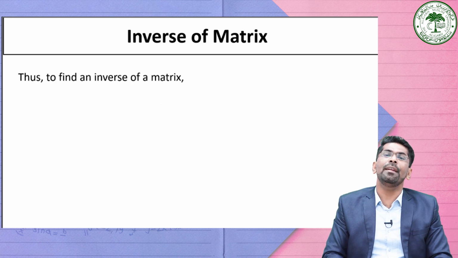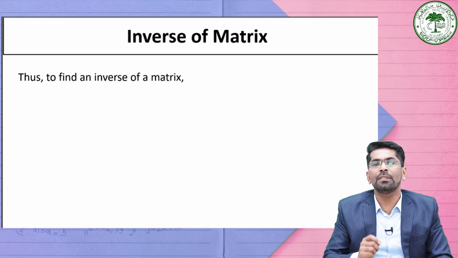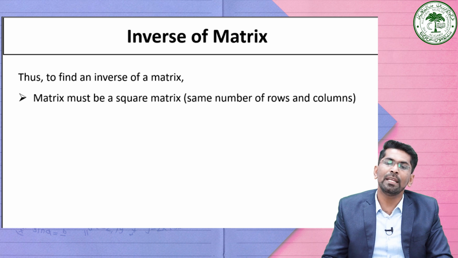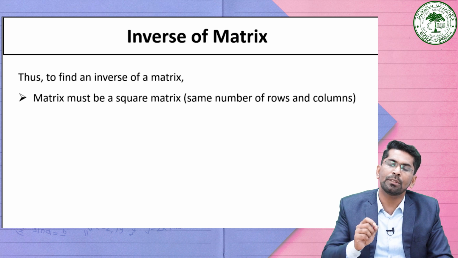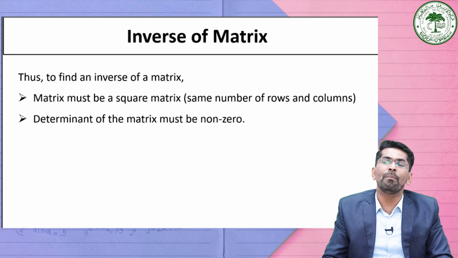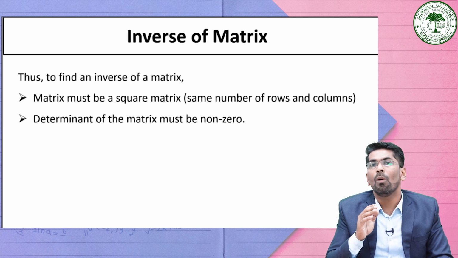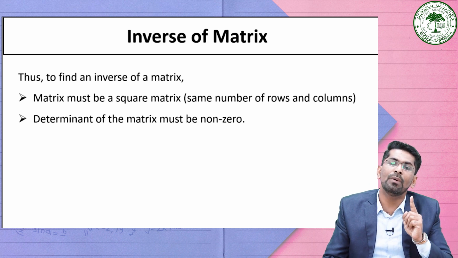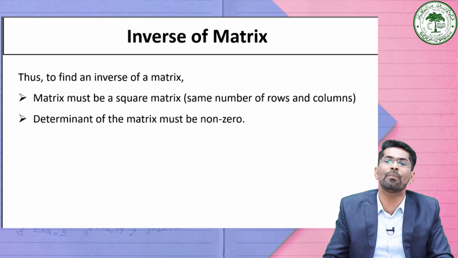In order to find the inverse of a matrix, the first requirement is that the matrix must be a square matrix, which means the same number of rows and columns. The number of rows should be equal to the number of columns. Secondly, the determinant of the matrix must be non-zero. A square matrix that has an inverse is called an invertible or non-singular matrix. A matrix that does not have an inverse is called a singular matrix, where the determinant value is equal to 0.